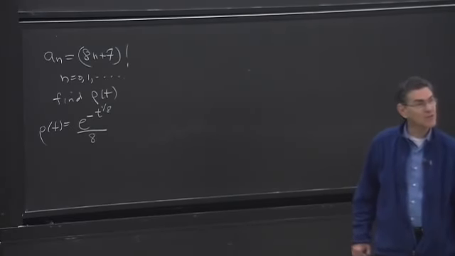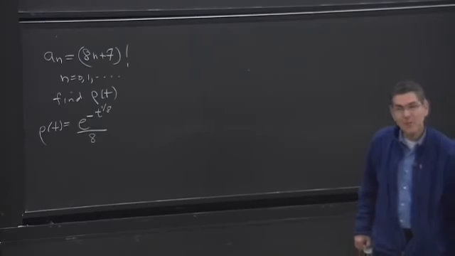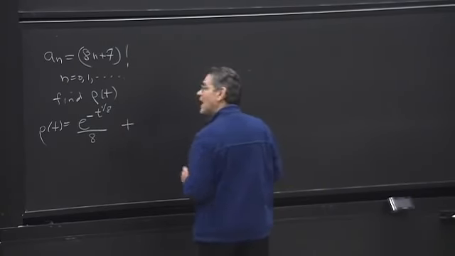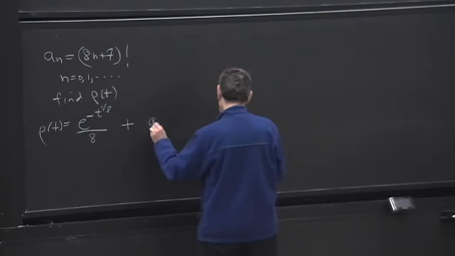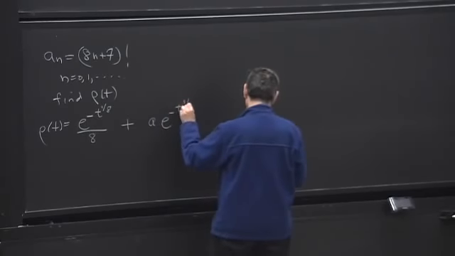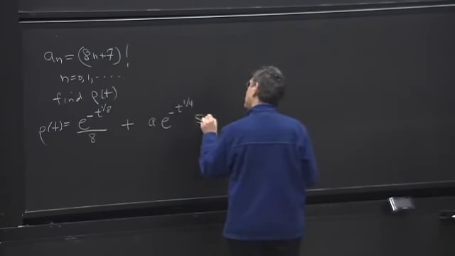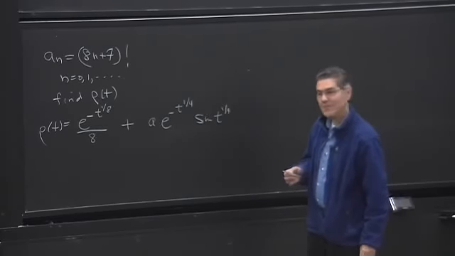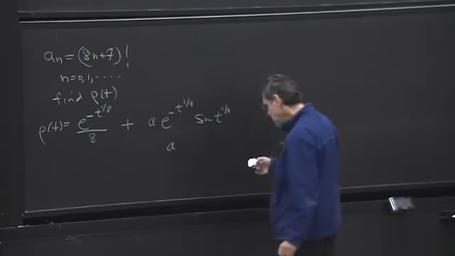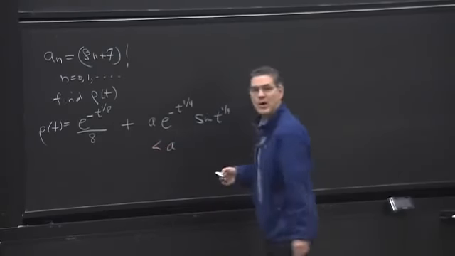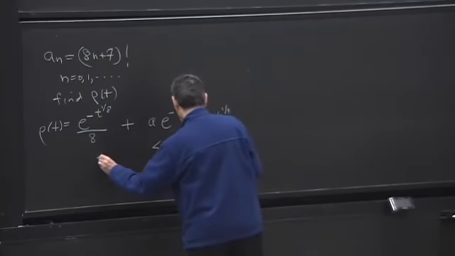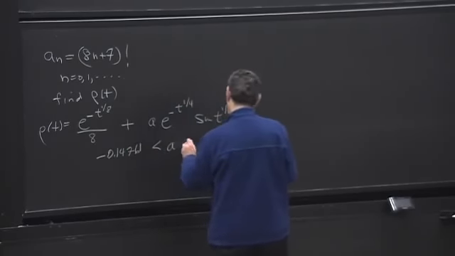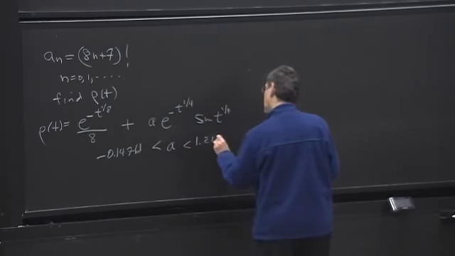Okay? In fact, there are an infinite number of answers to this problem. And they are a times e to the minus t to the 1/4 times sine of t to the 1/4. And a is any number between, now you see why I had to make up lecture notes, between minus 0.14761 and 1.21584.